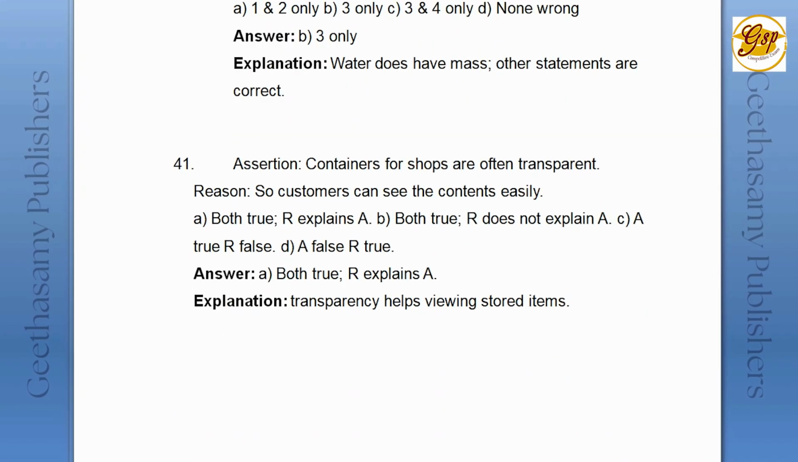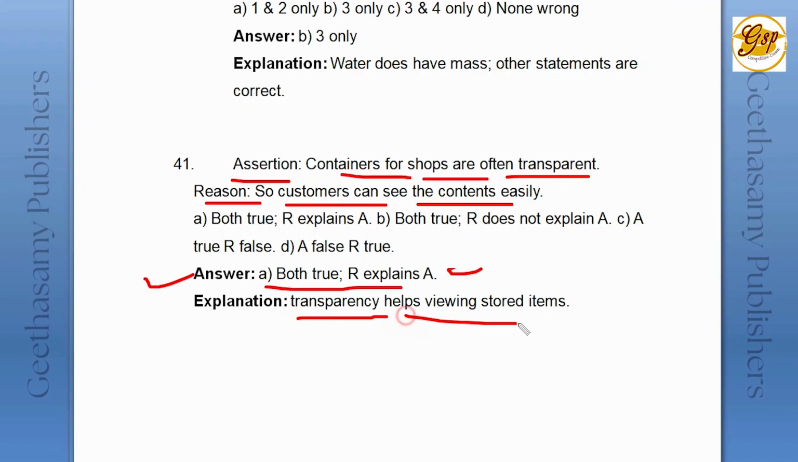Then 41st question. Assertion: containers from shops are often transparent. Reason: so customers can see contents easily. Both are true and the reason explains A. Both are true but the reason does not explain A. A is true, R is false. A is false, R is true. The correct answer is both are true and R explains A. Transparency helps viewing stored items.